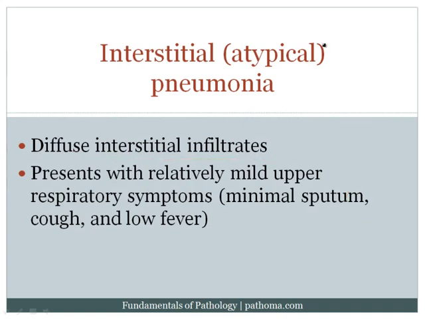Interstitial pneumonia is often also called atypical pneumonia, and the word atypical helps me to remember a few things about interstitial pneumonia. First of all, the signs and symptoms are relatively atypical. Remember that in the classic patient with pneumonia, you would expect high fever, chills, pleuritic chest pain, dullness to percussion, an elevated white blood cell count, etc. However, in interstitial pneumonia, the symptoms are much more upper respiratory symptoms, so that the patients have minimal sputum, they have cough, and they usually have a low fever.